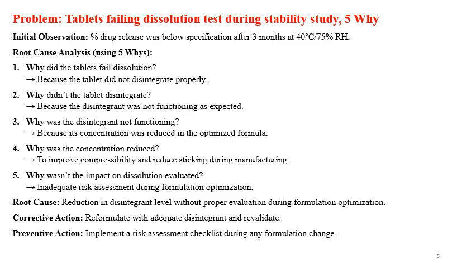Now once again, the question number 3 will come on the answer of the second question. Because its concentration was reduced in the optimized formula. Now you have the 3 answers. Why was the disintegrant not functioning? Because its concentration was reduced in the optimized formula. Now the fourth question: why was the concentration reduced? The answer: to improve compressibility and reduce sticking during manufacturing.